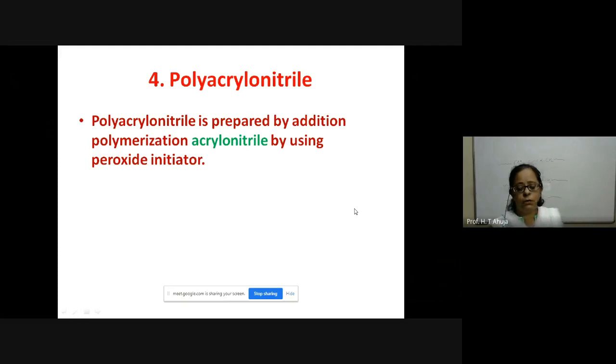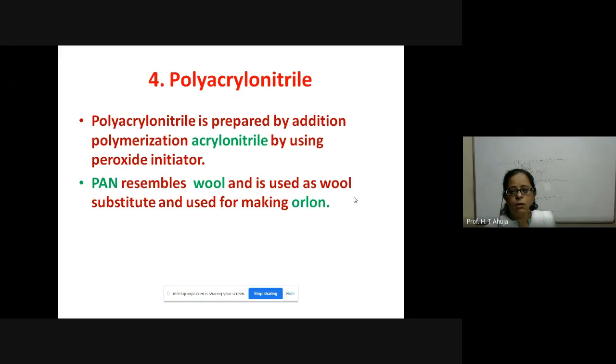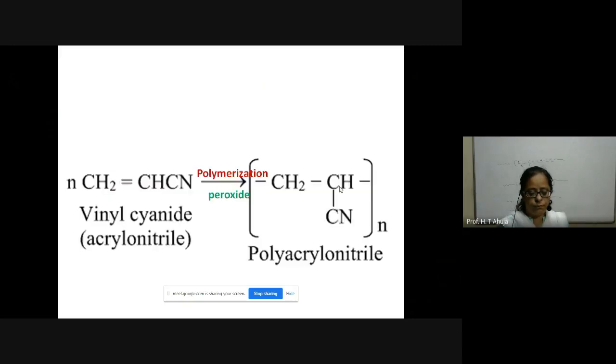As I have specified, it is an addition polymerization. We have already studied what an addition reaction is. When I say an addition reaction, the molecules are added together. Let's see the reaction and then we'll talk about the addition procedure. Polyacrylonitrile is also called PAN, in short. It resembles wool and is used as a substitute for wool. It is used for making Orlon, like sweaters and all that.